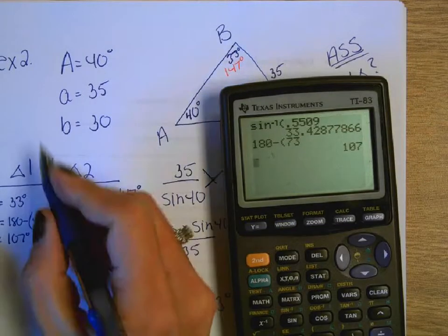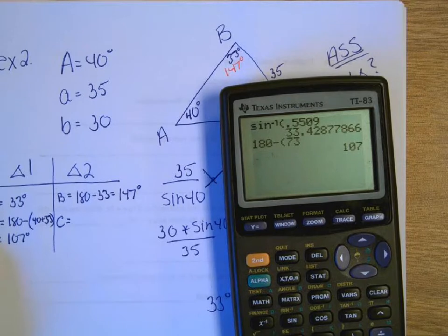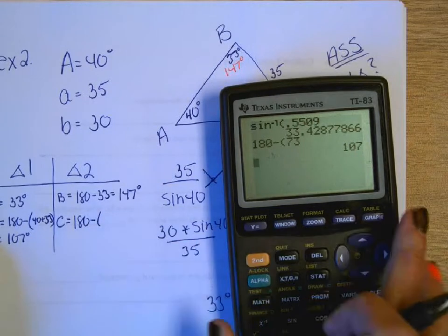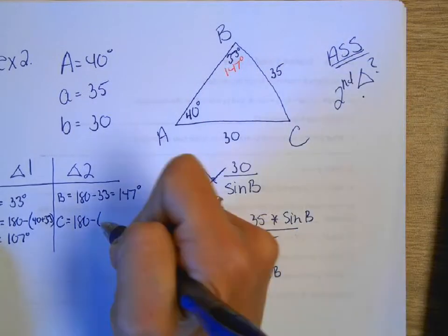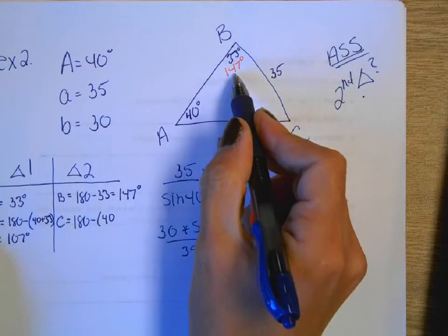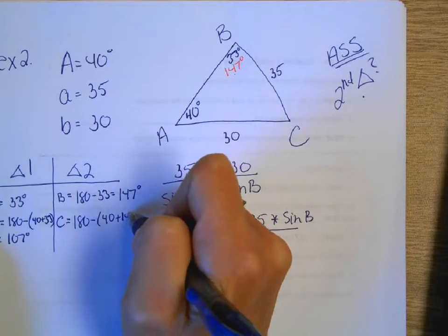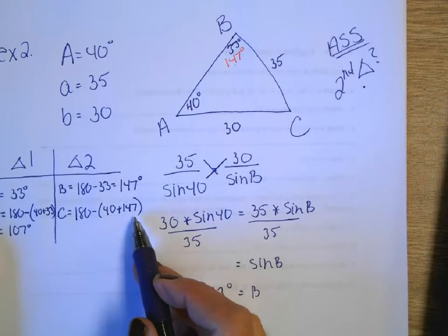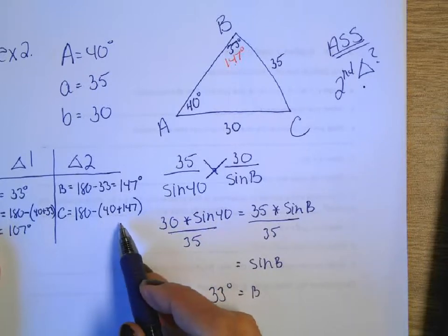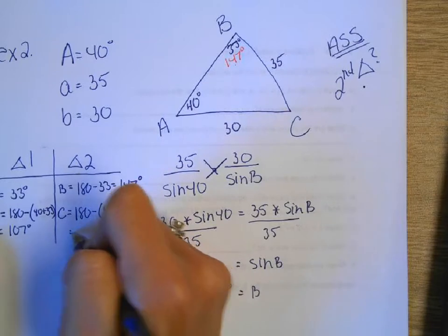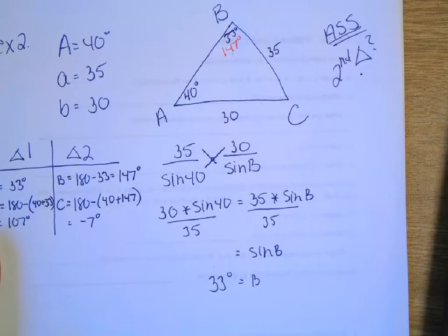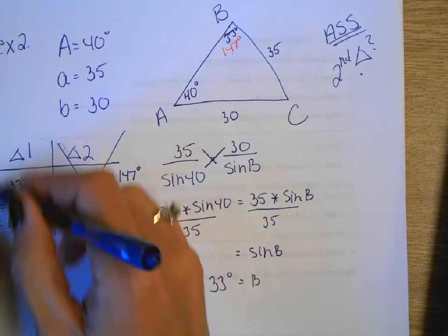In the second triangle, what's going to happen? 180 minus the two angles I know in the second triangle, 147 and 40. What happens when I add 40 and 147? It's greater than 180, so my angle would be negative 7 degrees. What's that telling me? There's not a second triangle. This is where it falls apart. That should be a big red flag: the angle's coming up negative. So the second triangle doesn't exist. There's one triangle.